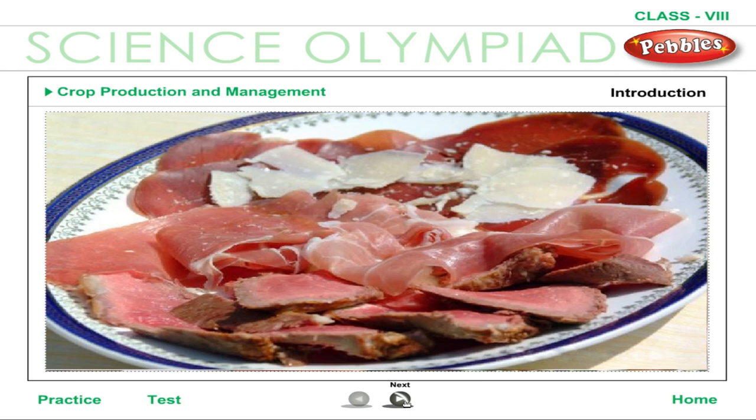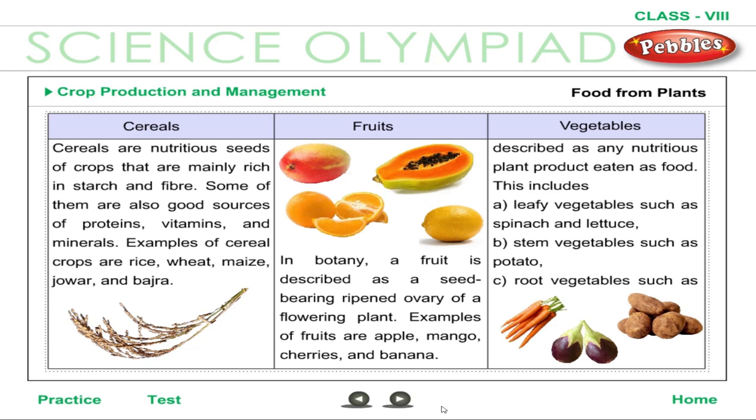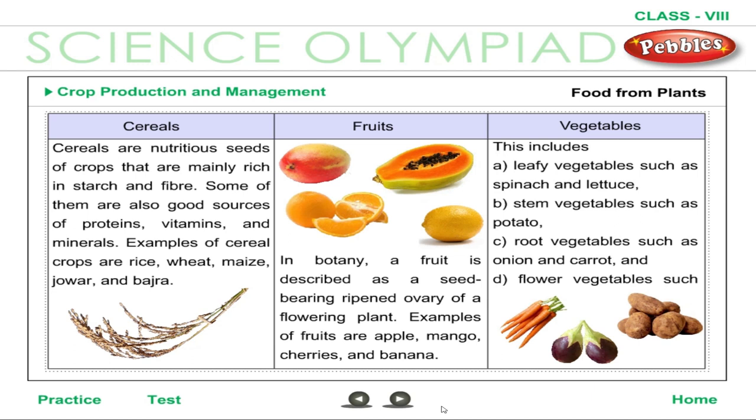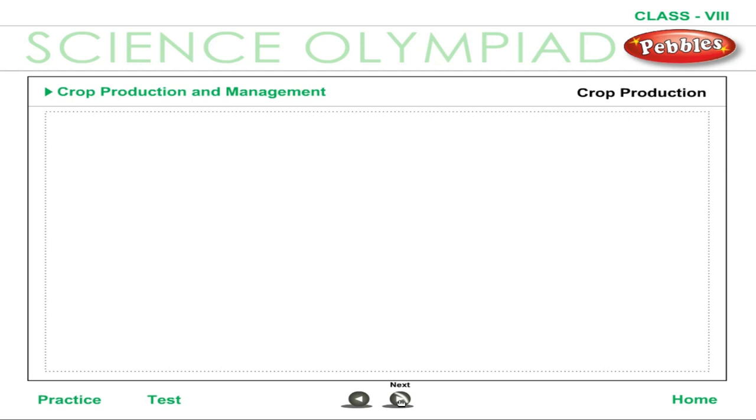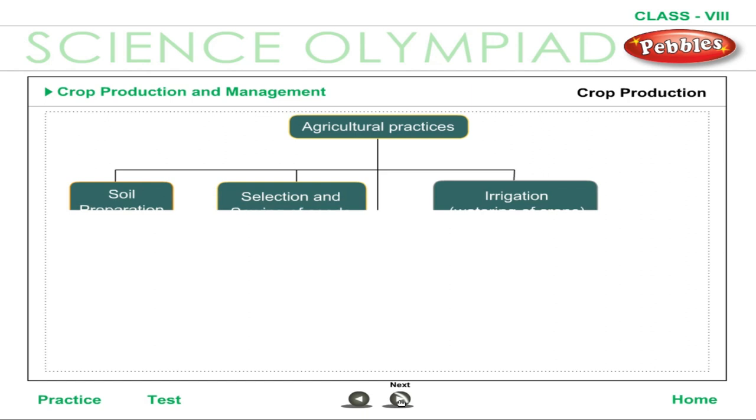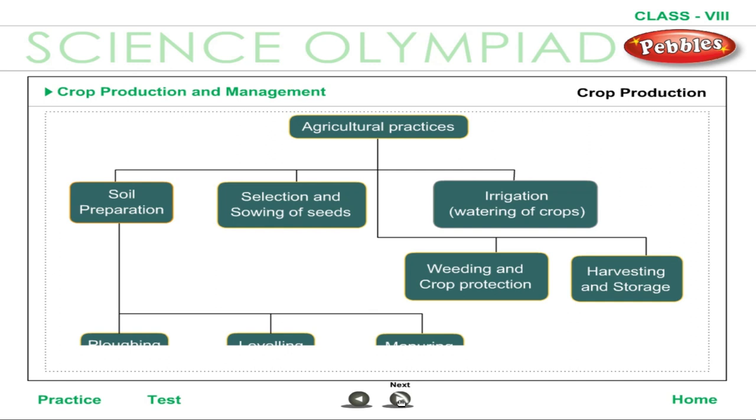We obtain food from plants and animals. Food from plants. Any plant that is cultivated on a large scale for food or any other use is called a crop. Food products obtained from crop plants are listed out in the table. Crop production. To ensure a good crop yield, farmers carry out certain activities in a particular sequence till the crops mature at harvest. These activities are called agricultural practices.